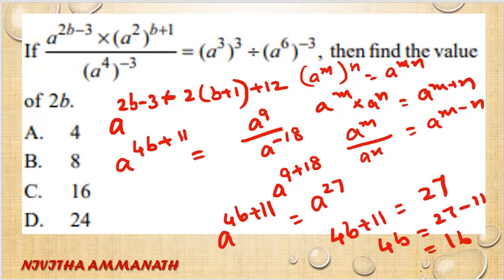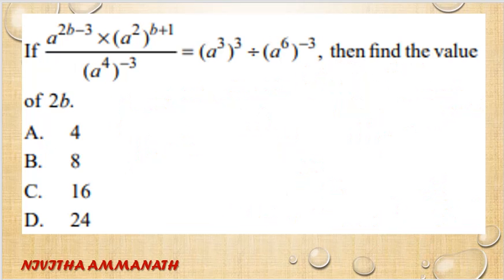Then find the value of 2b only. So 2b equal to 16 by 2, that is equal to 8. So B is the correct option. Next question.